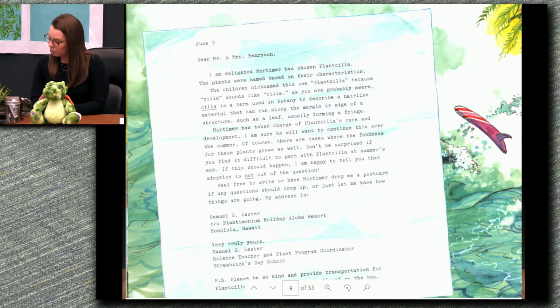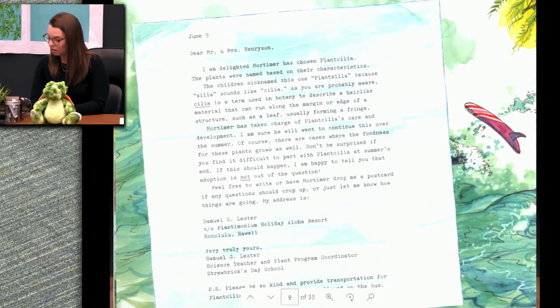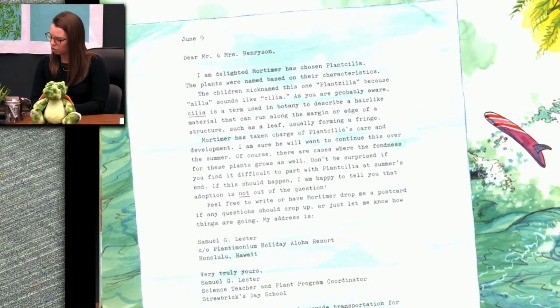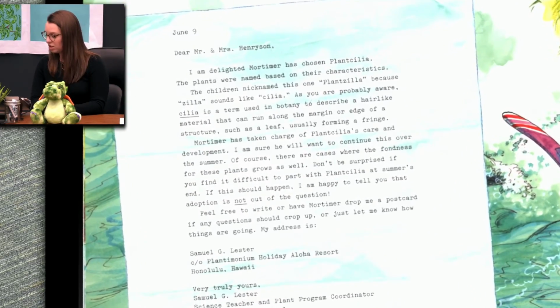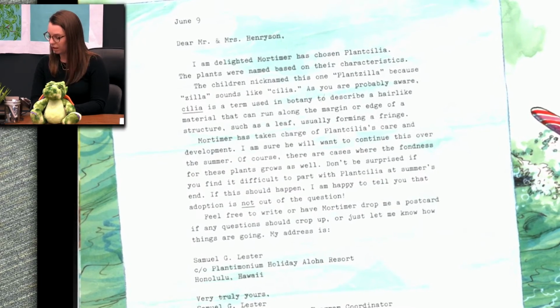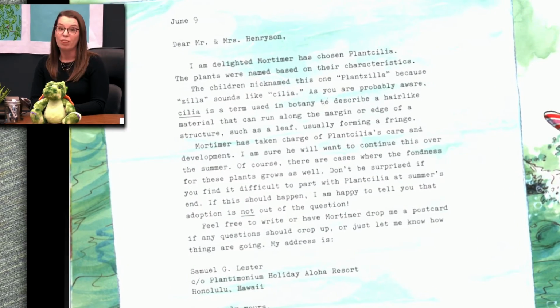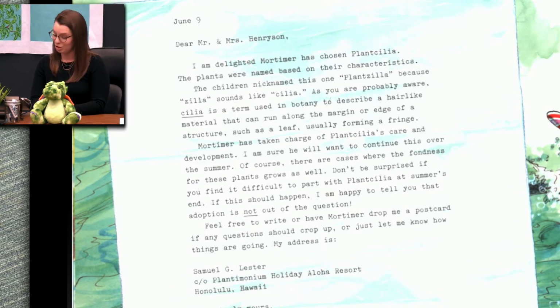I am delighted Mortimer has chosen Plantzilla. The plants were named based on their characteristics. The children nicknamed this one Plantzilla because Zilla sounds like cilia. As you are probably aware, cilia is a term used in botany to describe a hair-like material that can run along the margin or edge of a structure, such as a leaf, usually forming a fringe.